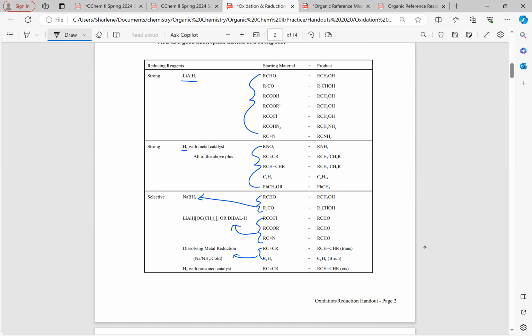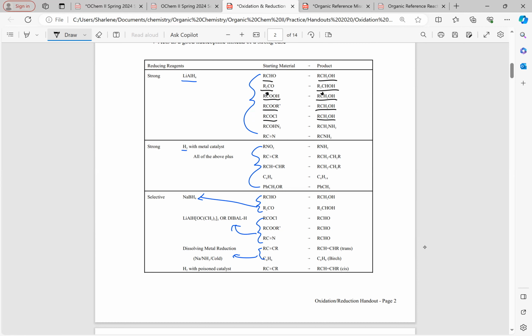So lithium aluminum hydride is very strong. So it will take aldehydes to primary alcohols. It will take ketones to secondary alcohols. It will take carboxylic acids to primary alcohols. And so remember, this carbon right here is that carbon right there. It'll take esters to primary alcohols. It will take acid halides to primary alcohols.